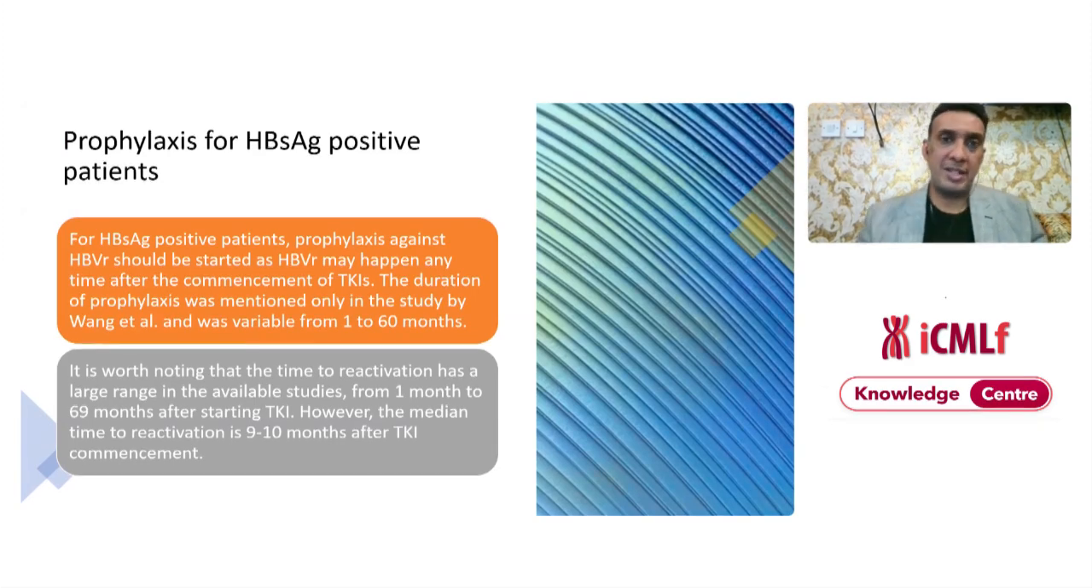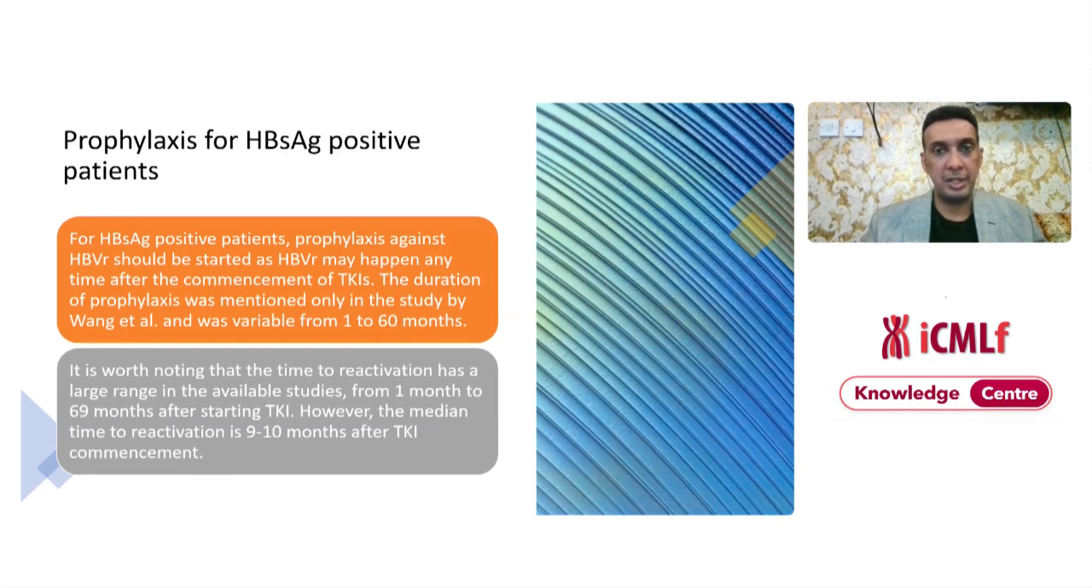What about the prophylaxis for hepatitis B surface antigen positive patients? For hepatitis B surface antigen positive patients, prophylaxis against hepatitis B virus reactivation should be started, as hepatitis B virus reactivation may happen at any time after the commencement of tyrosine kinase inhibitor. The duration of prophylaxis was mentioned only in the study by Wang et al. And was variable from 1 to 60 months.